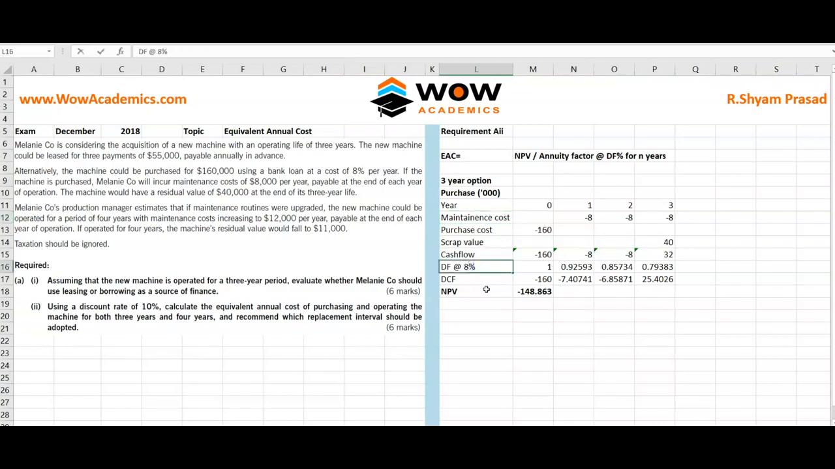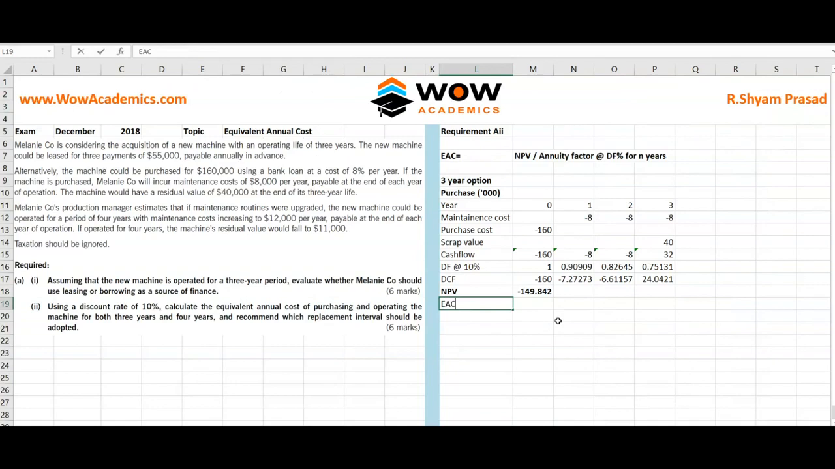The only difference here between requirement 1 and 2 is the discount factor. The discount factor here is 10%, so these numbers will change. This number will change to 1.1. So done. Our answer comes to minus 149.